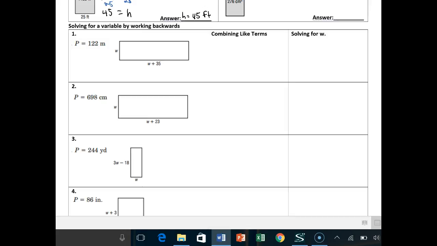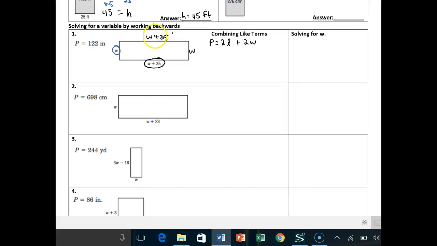So for instance, specifically on this one, I'm giving you my perimeter. So obviously we know we're going to work with the perimeter formula. P is equal to 2 times the length plus 2 times the width. But more specifically on this one, I'm giving you a length of W plus 35 and a width of W. So interesting. If I think about that, I would have another W right here, and I would have another W plus 35 right here.